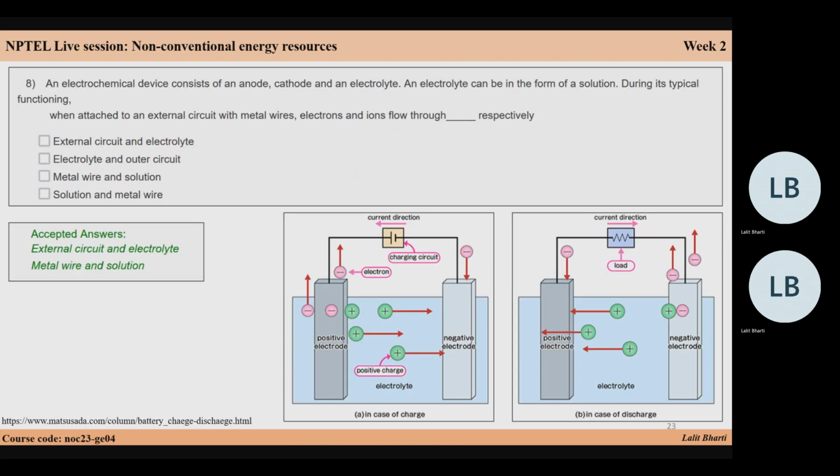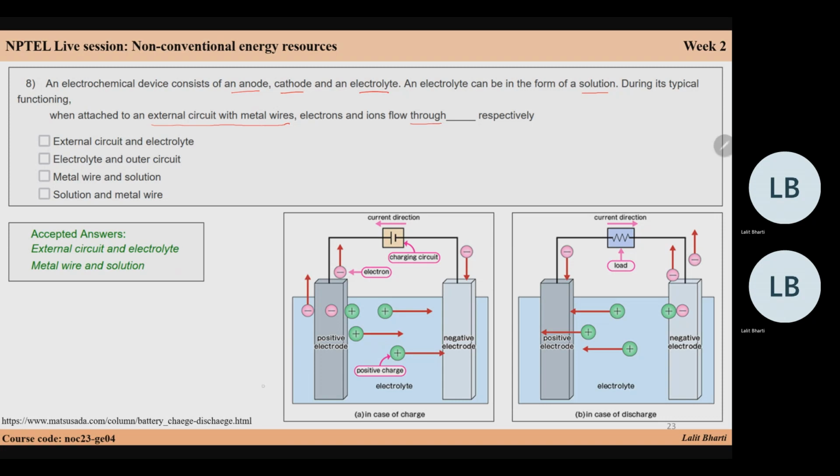The next question is, an electrochemical device consists of an anode, cathode, and an electrolyte. An electrolyte can be in the form of solution during its typical function. When attached to an external circuit with metal wires, electrons and ions flow through respectively. So basically, we need to tell where the electrons will flow and where the ions will flow.